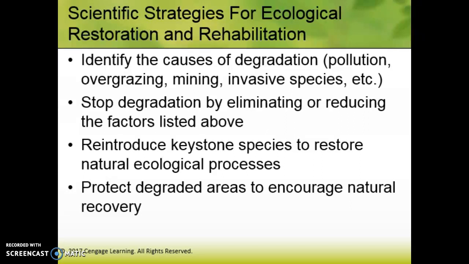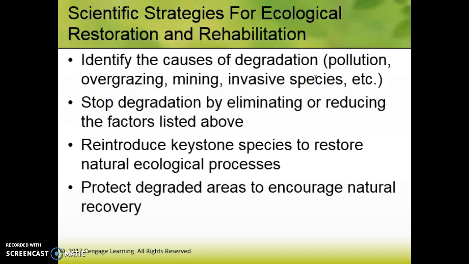So this slide talks about some strategies. This isn't going to shock you. What's messing it up? Figure out what's messing it up. Stop that somehow. Reintroduce keystone species. So put the most important species back in so you can restore ecology. And then protect them from further infringement. Don't let the mining company back in. Don't let Clive Bundy graze his cattle. Don't let invasive species back in.